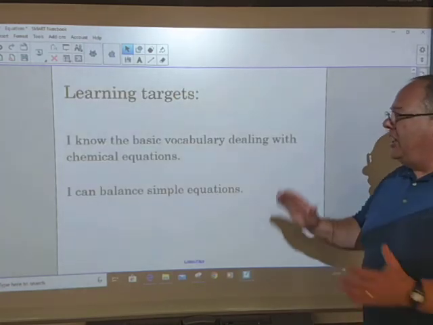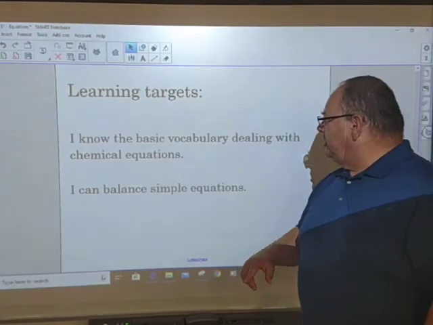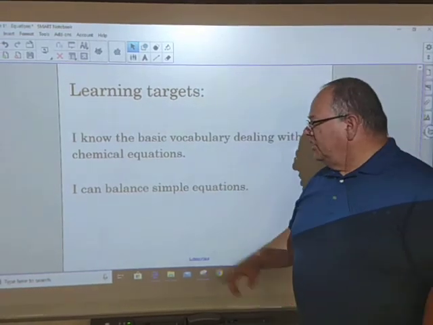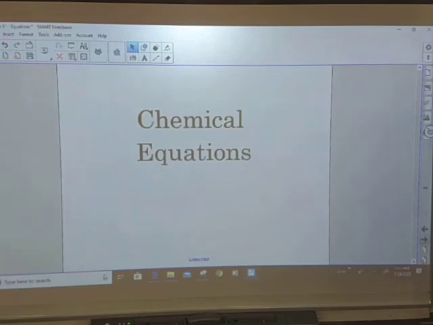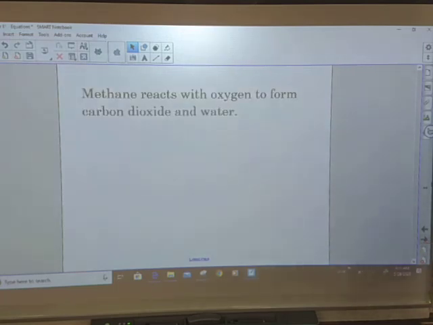Learning targets today. I know the basic vocabulary dealing with chemical equations. And I can balance simple equations. All right, so here we go.